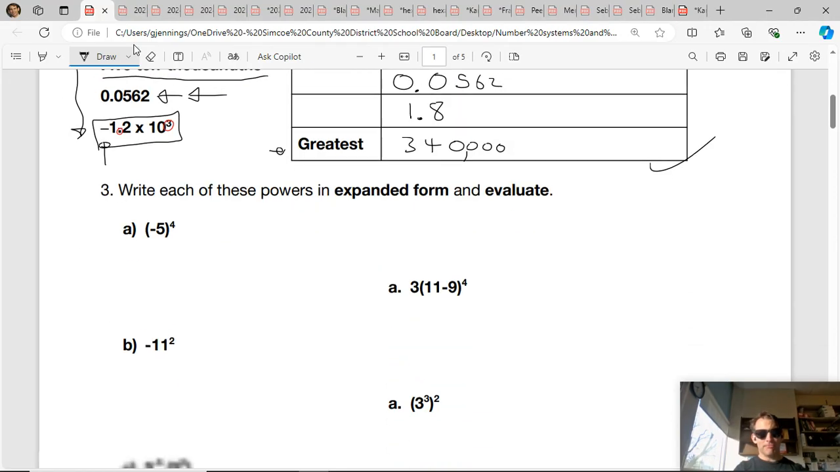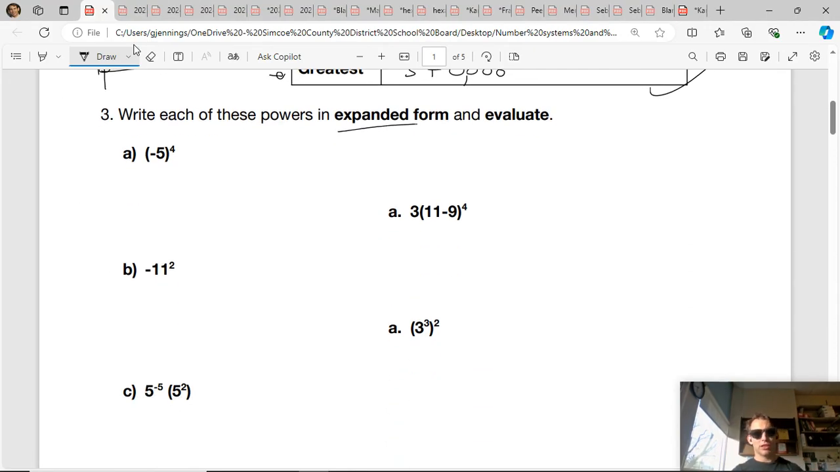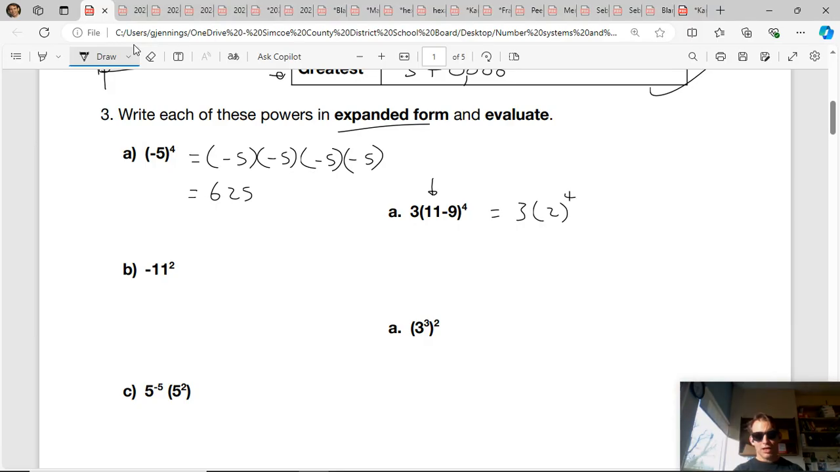Okay. These ones we've been asked to write in expanded form and then evaluate. So this is going to be 4 copies of minus 5 multiplying. And then when I do that, I get 625. You can work out your multiplication yourself. If I've been asked to expand that, I'm going to do this first. 3 times 2 to the 4, since 11 minus 9 is just 2. I can still do expanded form here: 3 times 2 times 2 times 2 times 2. And then evaluate that. That's 48.